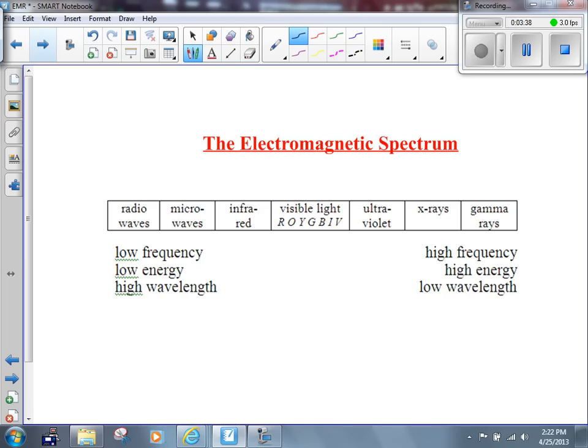The 7 types of EMR we know from the song that we heard the last couple of days: radio waves, microwaves, infrared, visible light, ultraviolet, X-rays, gamma rays. They go in this order in terms of increasing frequency. As frequency is getting bigger, they go from radio waves to gamma rays. As energy is getting bigger, they go from radio to gamma. As wavelength is getting bigger, they go from gamma to radio waves. High frequency means low wavelength. So when we rank them in terms of frequency, we go one way. When we rank them in terms of wavelength, we go the opposite way.